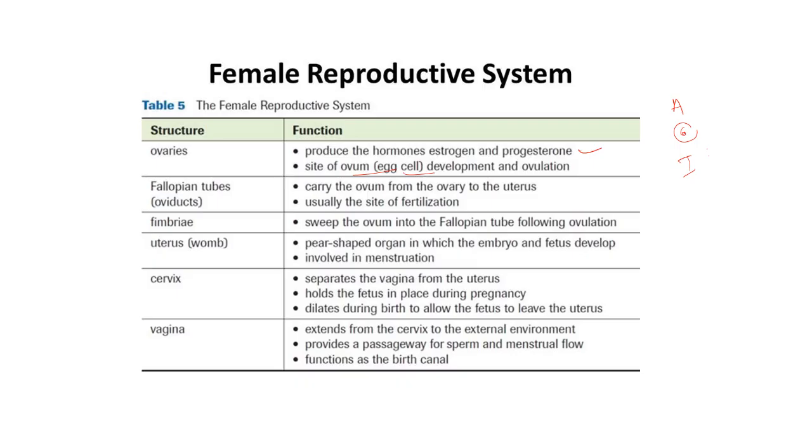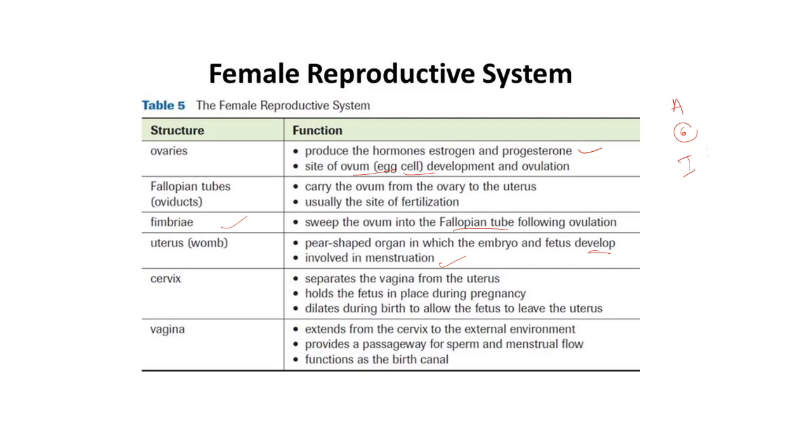Now this fimbriae catches the ovum and transfers it to the fallopian tube. Then coming to the uterus, as we saw, this is a pear shaped organ in which the embryo and fetus develop. It is also involved in menstruation.